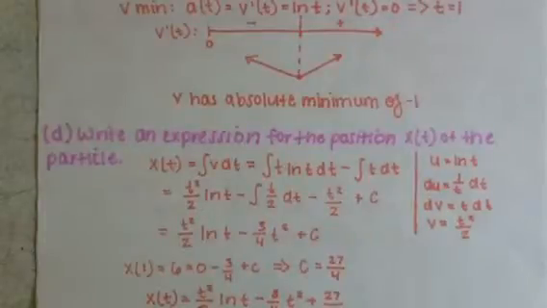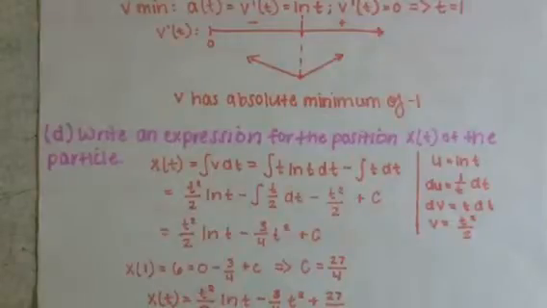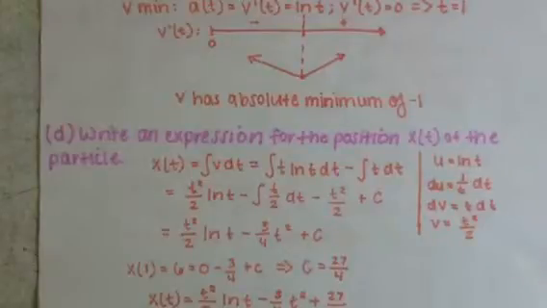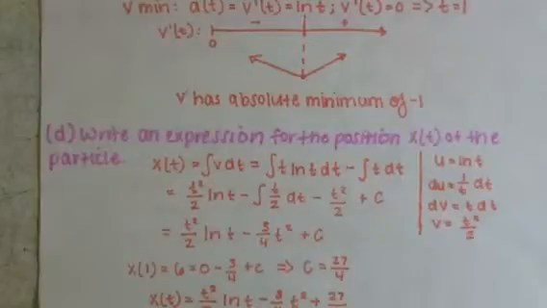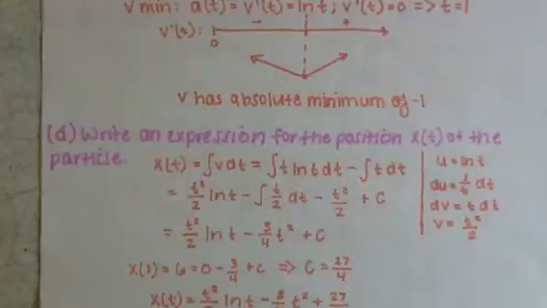So the t squared over 2, plus c, because we don't know the points that we're going to. And then we just simplified it, and then we plugged in 1 so we could find c, because that was a known point. And we got c equals 27 over 4. And so we just plugged that into the original equation that we found for x of t, which ends up being t squared over 2 ln of t minus 3/4 t squared plus 27 over 4.